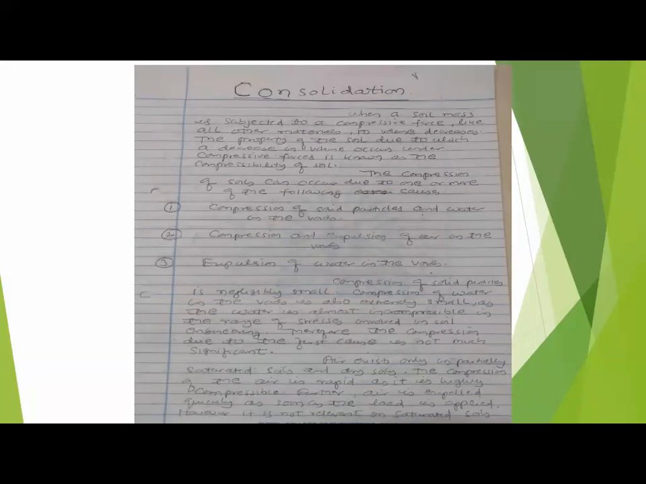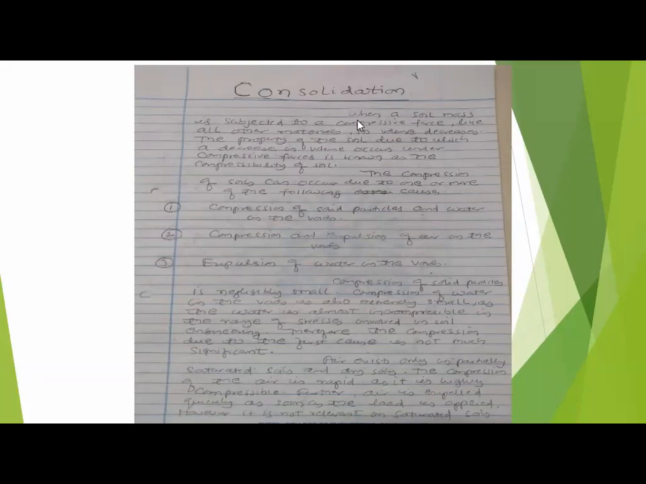So when compressibility takes place, there are three cases. What are those three cases? The compression of soils can occur due to one or more of the following causes. So these are the three causes when a compressive load is applied on the soil. First one is compression of solid particles and water in the voids.